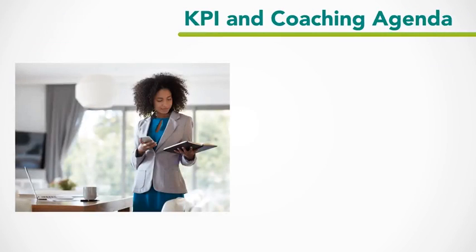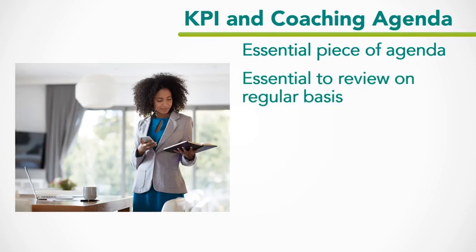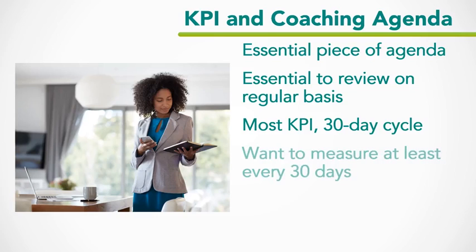As we get into our discussion that relates to an agenda, key performance indicators are an essential piece of the agenda. They're an essential part of what we look at on a regular basis. Most KPIs can be determined in a 30-day cycle. Not all, but most. And so we want to know that I can measure someone's KPI at least every 30 days.